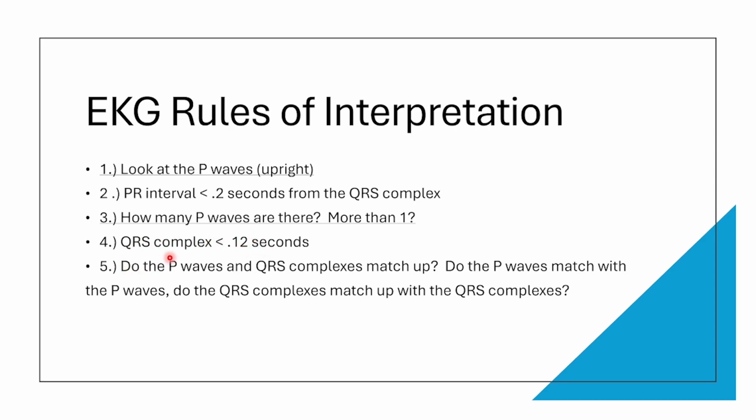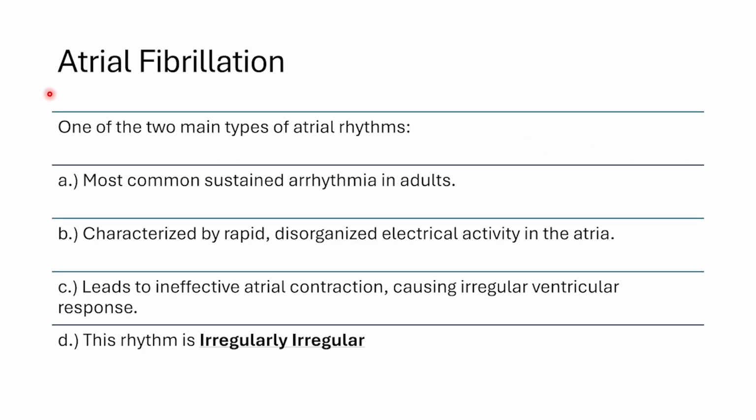And number 5, do the P waves and the QRS complexes match up? Do the P waves match with the P waves? And do the QRS complexes match up with the QRS complexes? So especially rule number 1, rule number 3, and rule number 5 are going to be really important. I should have underlined this too, whenever we're taking a look at our rules of interpretation versus our different rhythms. So before we look at these rhythm strips, we want to know some background information.